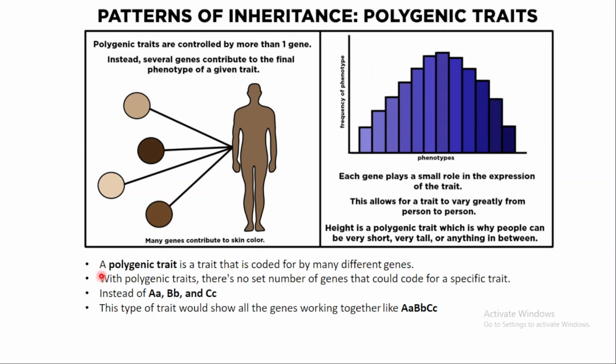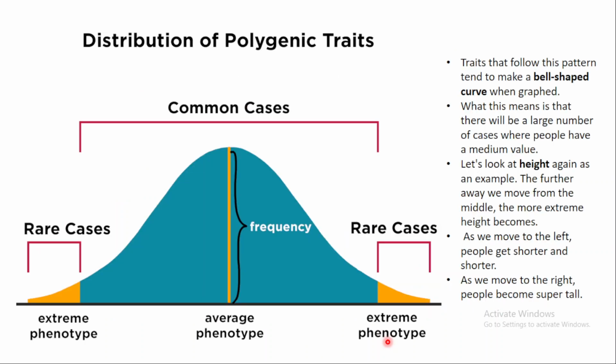So going on with the definition, a polygenic trait is a trait that is coded for by many different genes, poly and genic. With polygenic traits, there is no set number of genes that could code for a specific trait. So a specific trait is brought upon by many genes. Instead of AA, BB, and CC, this type of trait would show all the genes working together, like AABBCC. So all these genes work together towards a single phenotype or a single trait. That's why it's called polygenic inheritance.